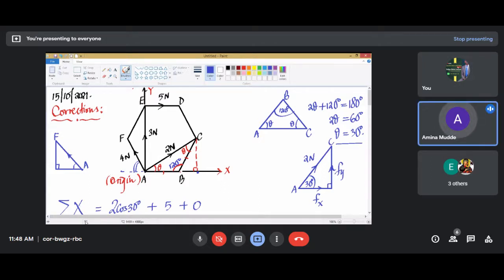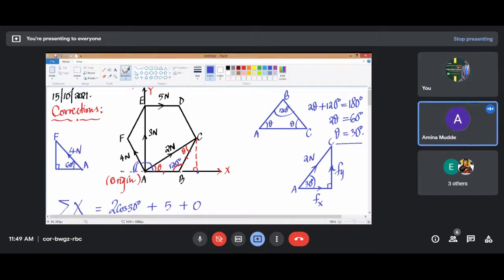Master, I'm not sure. Amina, which angle is inside here? What's the interior angle of a regular hexagon? 120. This is a straight line. So which angle is this one? Angles on a straight line must add up to 180. 60. Yeah. Don't forget those things. Have you got it?